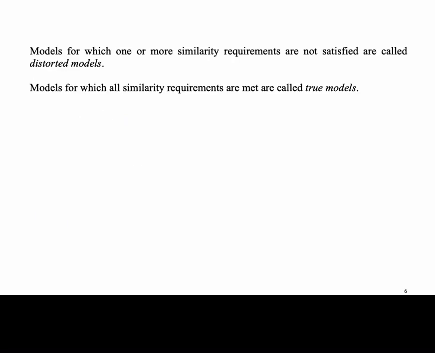Models for which one or more similarity requirements are not satisfied are called distorted models. Models for which all similarity requirements are met are called true models. So what does this mean? If you do the similarity between your model and the prototype, sometimes your model needs to be rebuilt because the reduction of size will not give us a correct value for another parameter. That's what we call a distorted model. So we need to enlarge our model to make sure that it can produce a similarity between model and prototype.